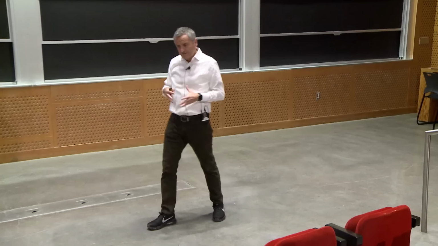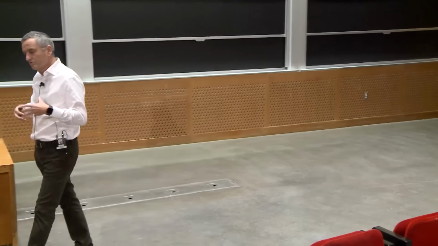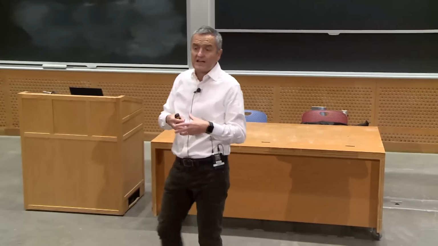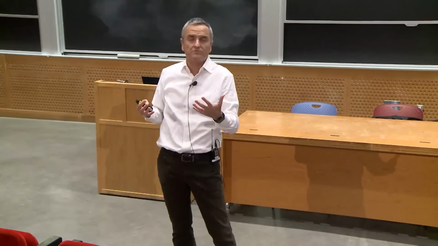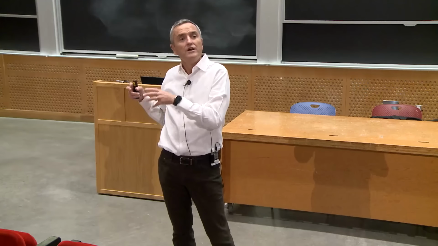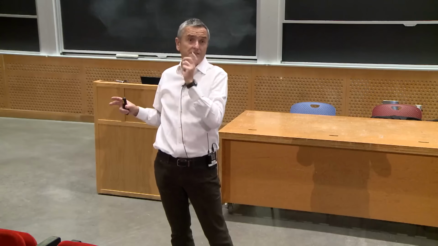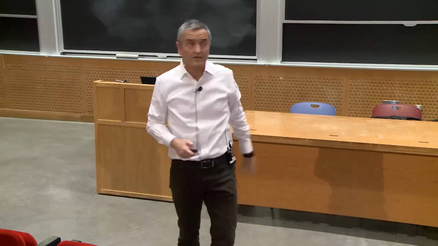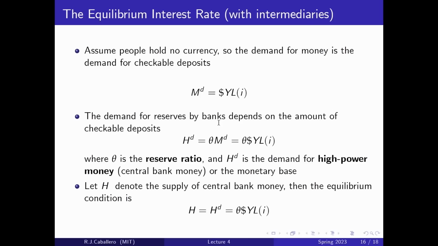So the banks typically hold, for regulatory reasons, a minimum share of the deposits they have, which they need to hold in the form of reserves. Okay? And I'm going to call that a fixed fraction, theta. So if all the money is held in the form of deposits, then theta, which is a number like 0.1, say, times the deposits, which is money demand, is equal to the reserves. Is equal to the demand for central bank money.